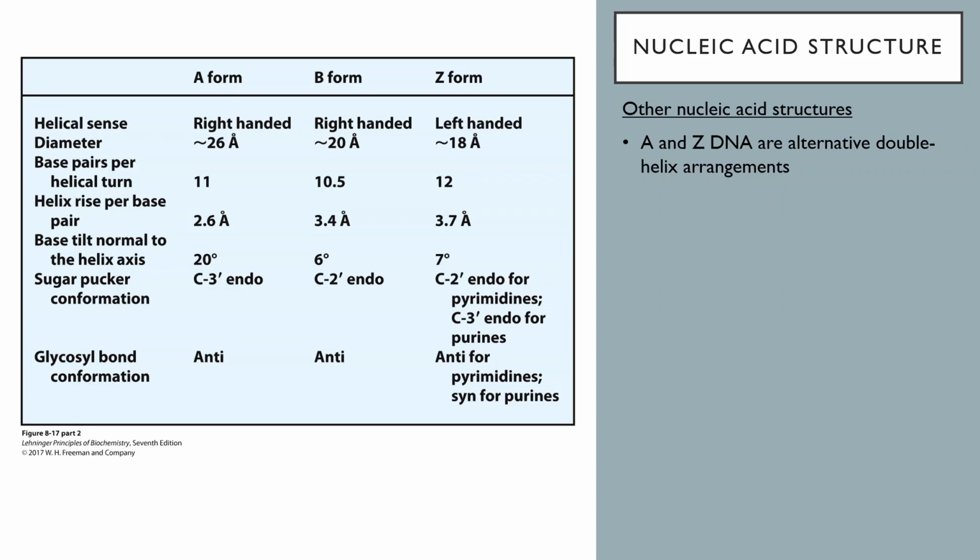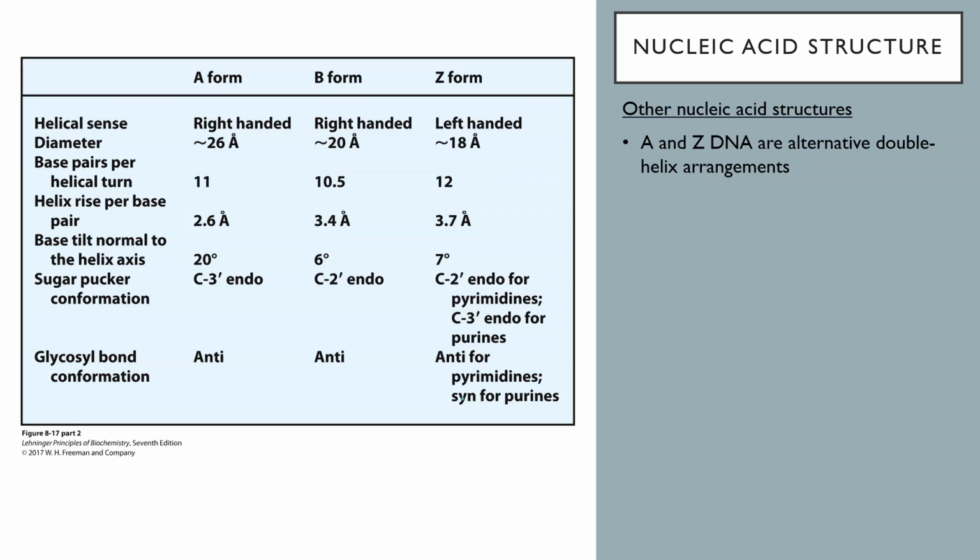And then there's differences in how that ribose molecule is oriented. So for A form, most of them are in the 3' endo configuration, whereas for B form, it's the 2' endo configuration. And then for Z, it can vary depending on if you're talking about pyrimidines or purines. And then again, the glycosyl bond conformation, that's the conformation of the bond between the base and the ribose, is always in the anti-conformation for A and B. But for Z form DNA, it can be either anti or syn. So the Z form DNA is more complex.